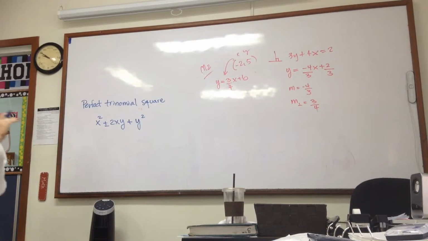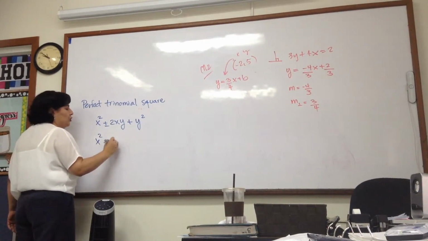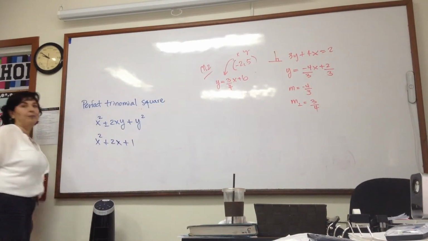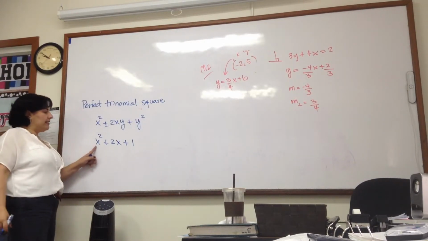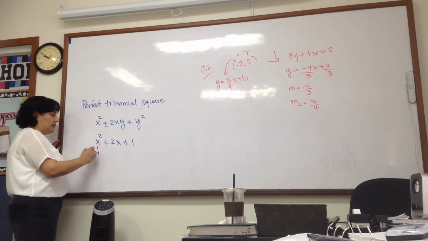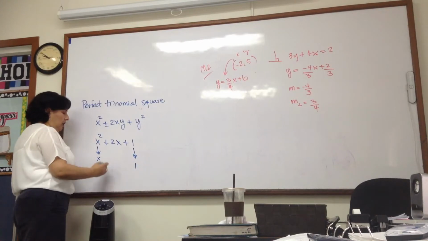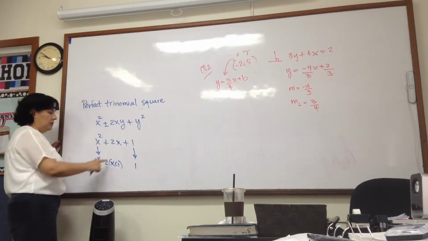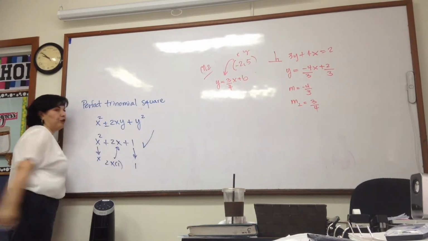Okay? So if I have, for example, x squared plus 2x plus 1, is that a perfect trinomial square? Let's see. What's the square root of this? X. The square root of this? 1. X times 1 times 2, does it give me the middle one? It does. So this is a perfect trinomial square.